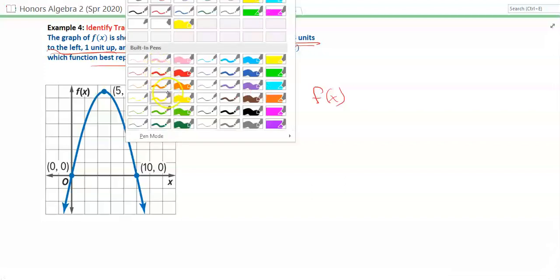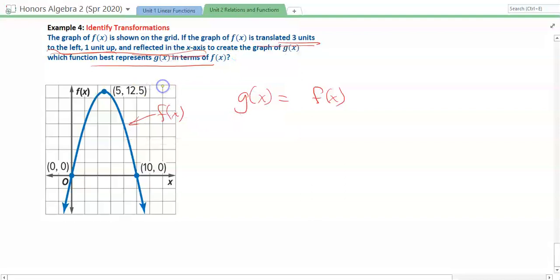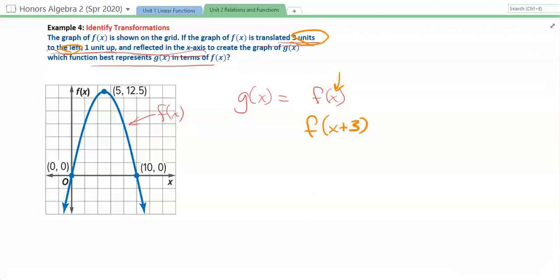When we talk about the different pieces, translated 3 units left. Remember, left is going to go inside with the x. And so I'm going to get f of x. We're moving left, and so that's going to be plus 3, because remember, there's a minus sign originally there in the formula. Our second piece is going to shift us up 1 unit. And so when we do that, I've got my f of x plus 3. That part's not going to change. But this plus 1 is going to be plus 1 out back.